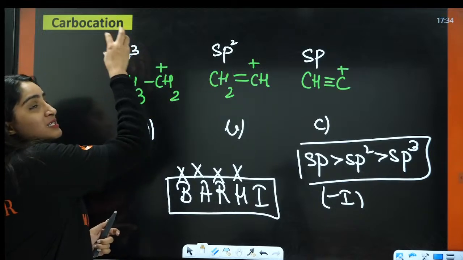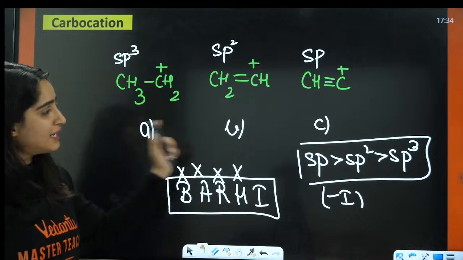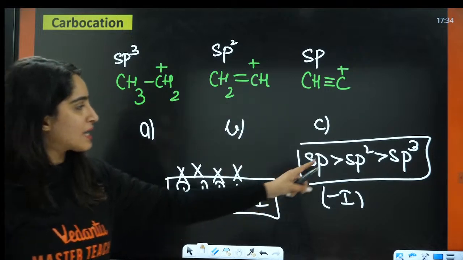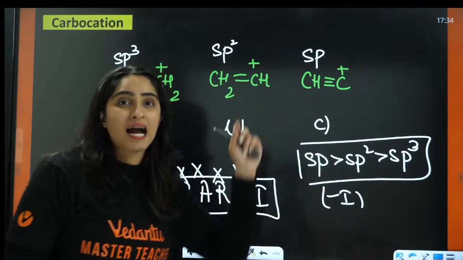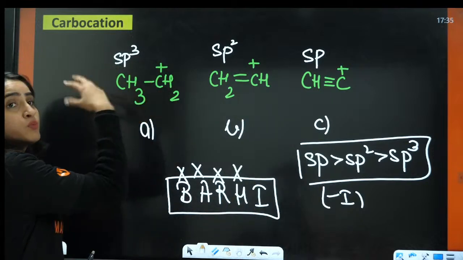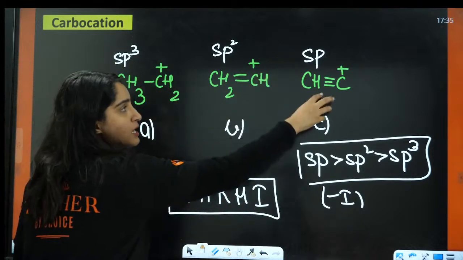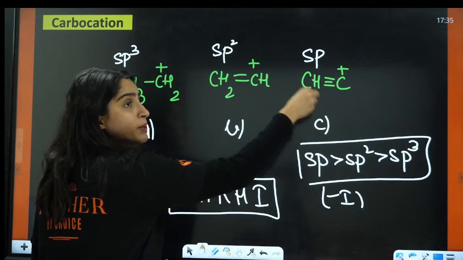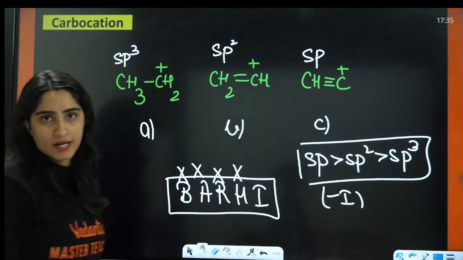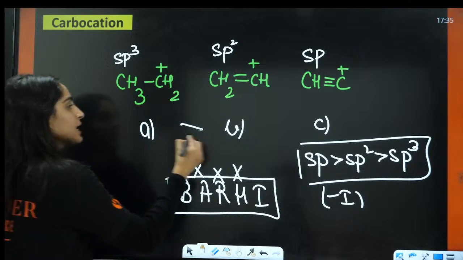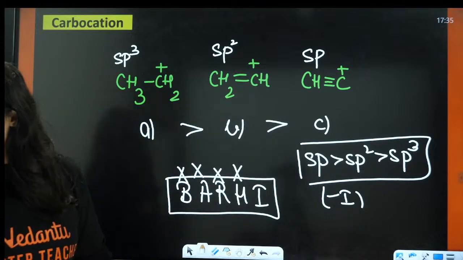Why? Because it has the least minus I effect as compared to sp and sp2, and that is the reason it is more stable as compared to this, because this one is made unstable by its minus I effect. Right? So the answer is A, then B, then C. Understood everyone?